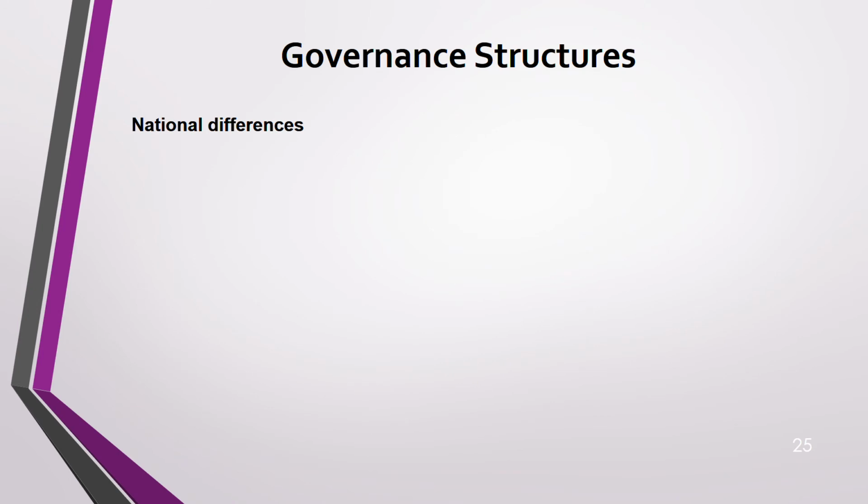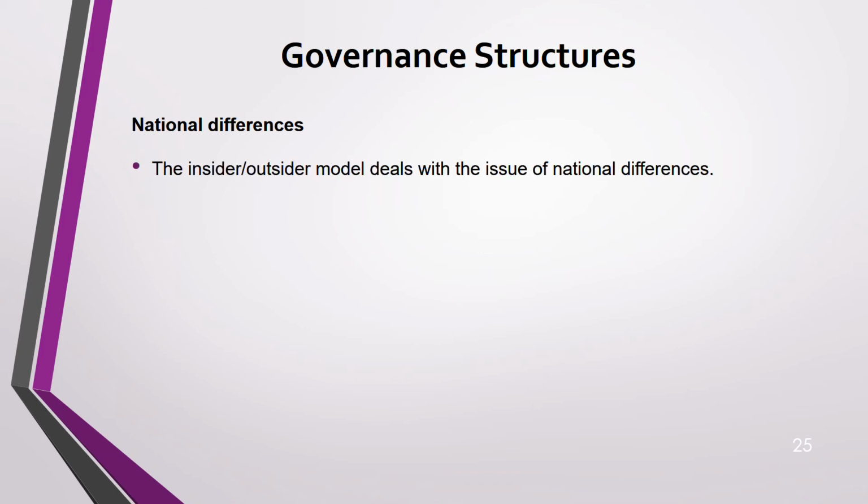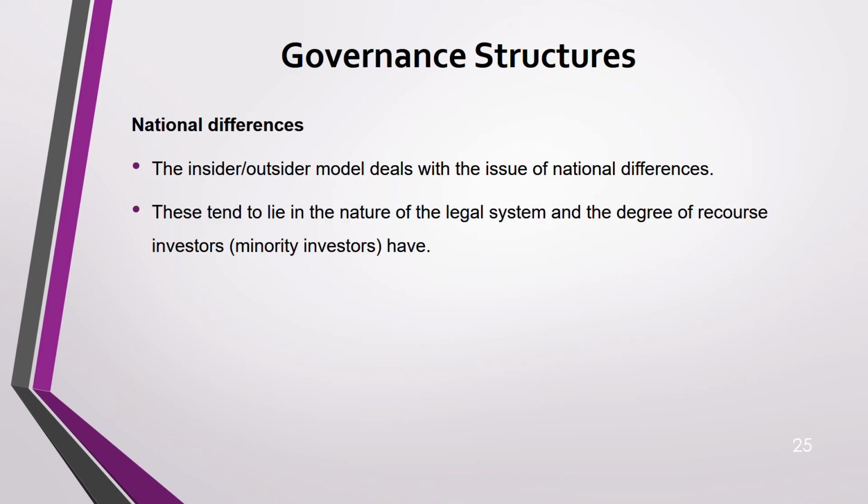Coming to the national differences. Okay, the governance structure could be different because of national differences also, because every country operates in a different way. So whether you are going to be a family business, whether you're going to have many shareholders, depends on your national differences, which country you are in. Second, the legal system of the country also will influence what type of system you will go by, and also the degree of recourse. If there's little recourse, it will be insider dominated. If there's more, it will be outside dominated.